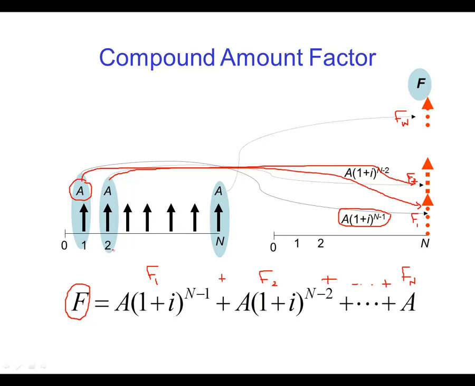So this is how it could be calculated. Now, is there a formula that's ready for us to utilize to calculate the future value, knowing the annuity or the annual payment and the interest rate? Let's see. Adding all these together will lead to one formula.